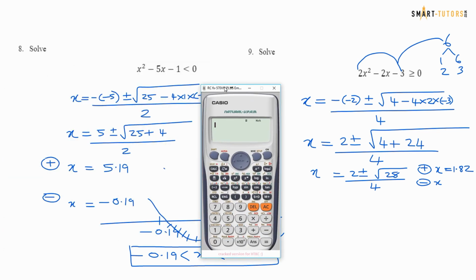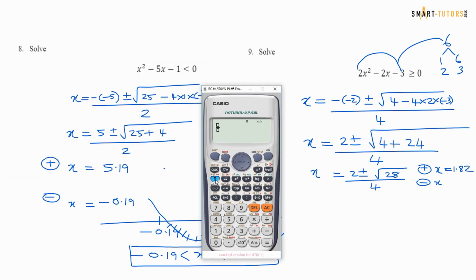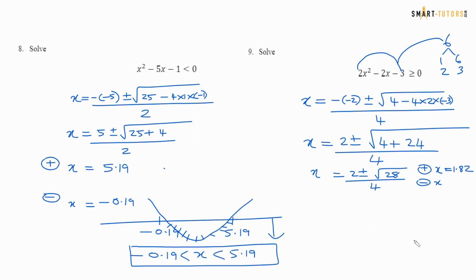The second one, you need to use the same formula but with a minus. 2 minus root 28, I was making a careless mistake, and 4 here, and that is the answer, minus 0.82. Looks okay, minus 0.82. My handwriting is a little problematic with this light pen. Right, that is the number line. So this is minus 0.82.